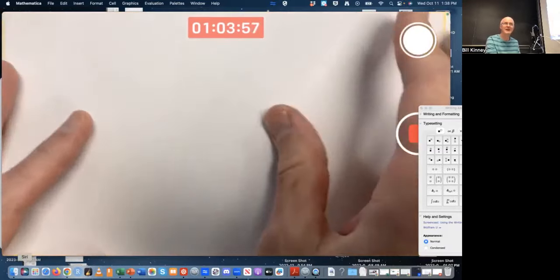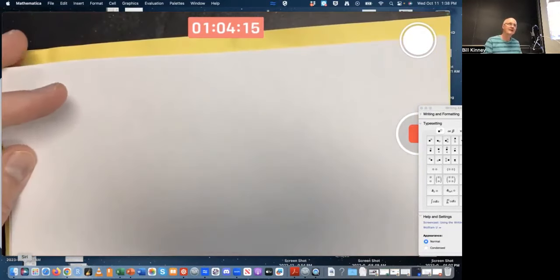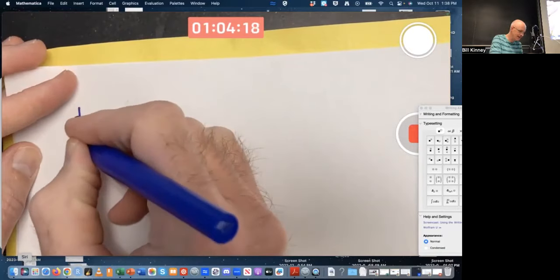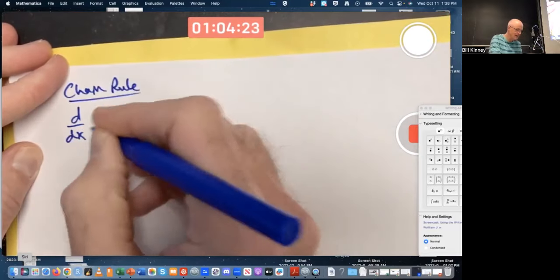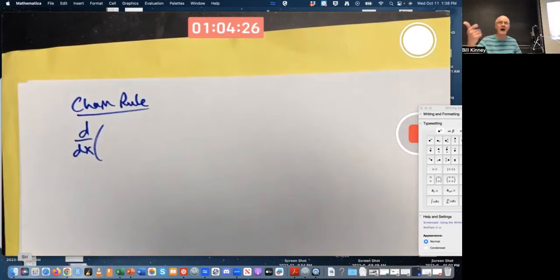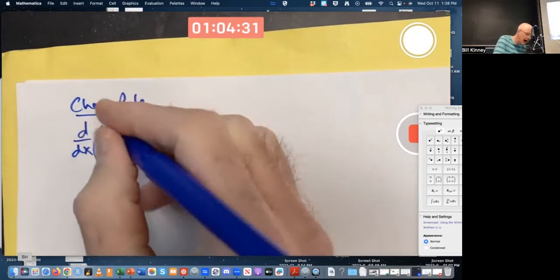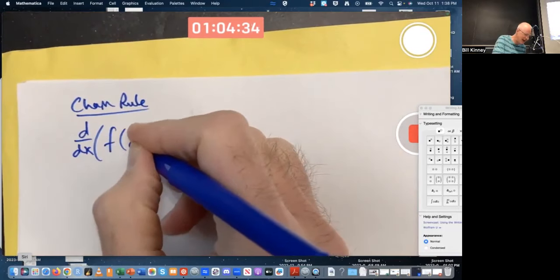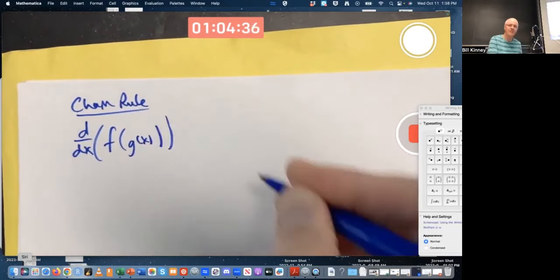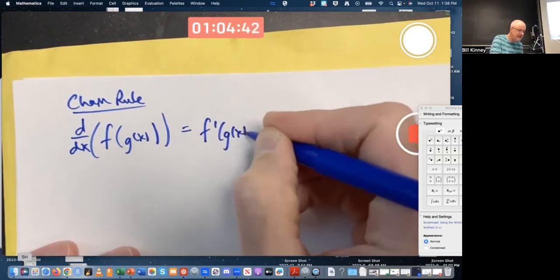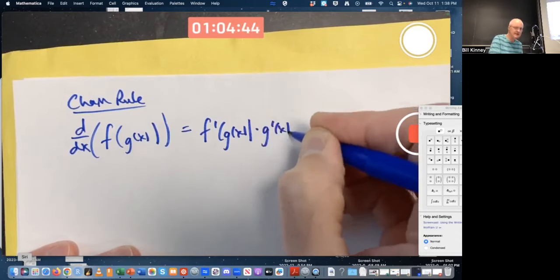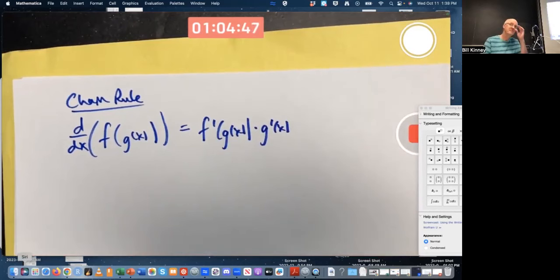Let's end class with 2 minutes on the chain rule. What's the chain rule say? Chain rule. It says the derivative of not a product, not a sum, not a difference, not a quotient, but of a composition, f of g of x, is f prime of g of x times g prime of x, is what the chain rule says.